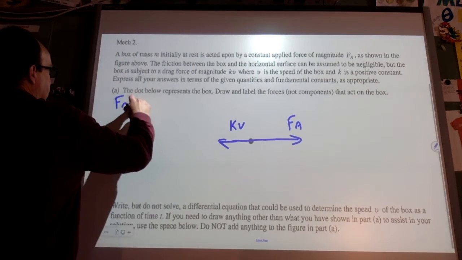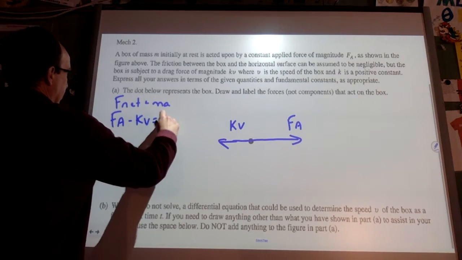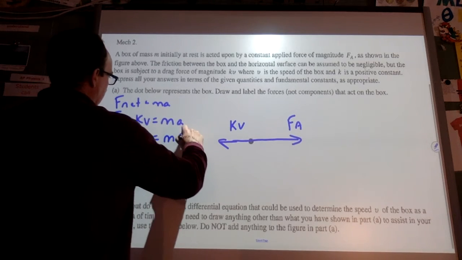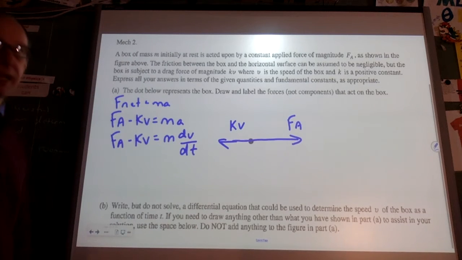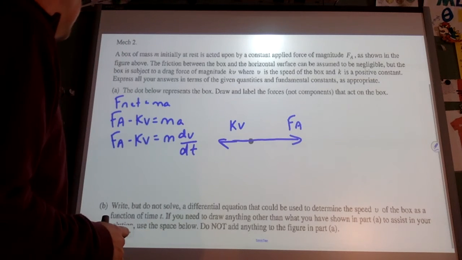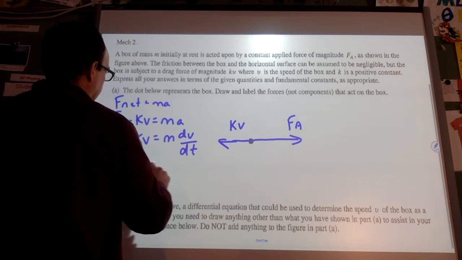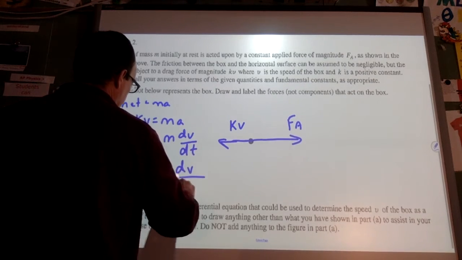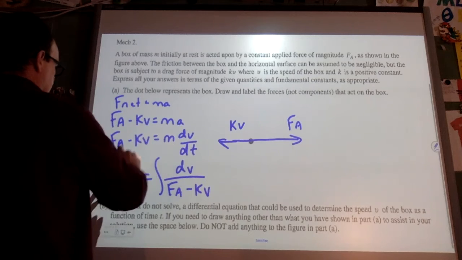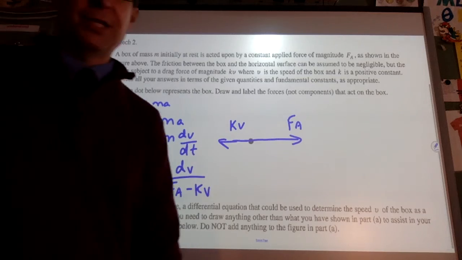All right, so F net equals MA. FA minus KV equals MA. FA minus KV equals M dV dt. So again, we're substituting in for acceleration our change in velocity with respect to time. Now I want to get dv over here and dt and m to the other side. So I'm going to have the integral of dv over FA minus KV on one side. On the other side, I'm going to have the integral of dt over m, or 1 over m integral of dt.